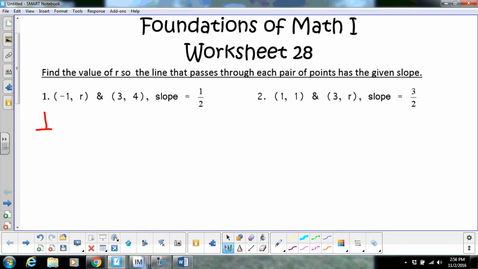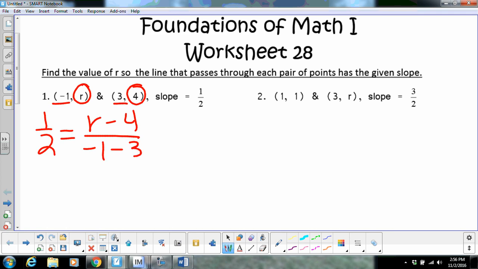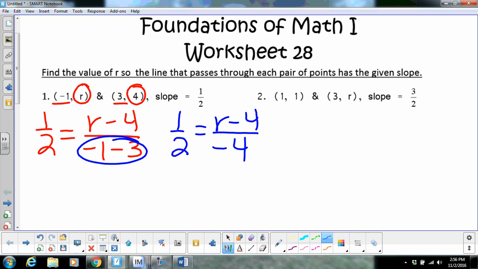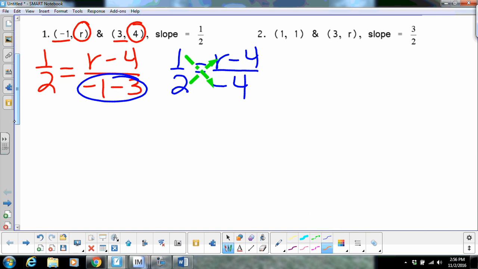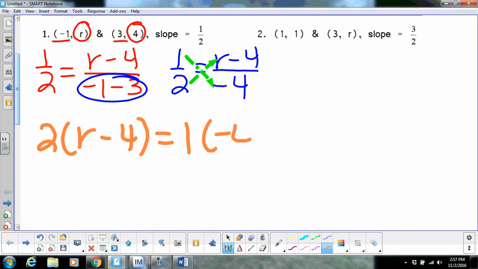So I'm going to start by saying 1/2 equals, and then your y values are on top, so that's going to be r minus 4. Your x values are on bottom, so -1 minus 3. Okay, remember my first step is always to simplify. So I'm going to simplify right here first. So that's going to give me 1/2 equals r minus 4 over -4. All right, our next step in the process is to cross multiply. So that starts with 2 times r minus 4 is going to equal 1 times -4.